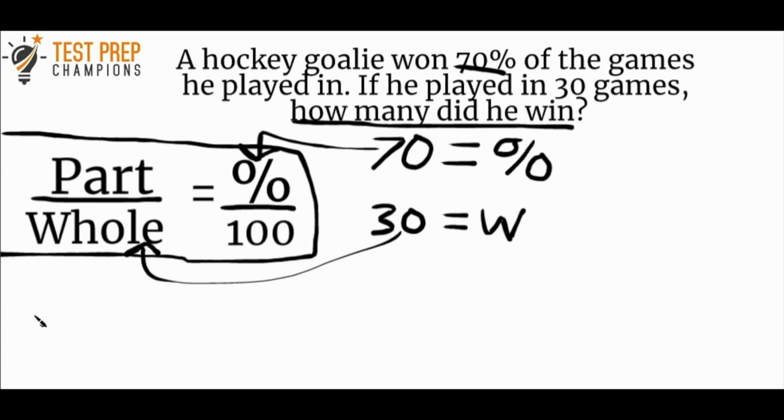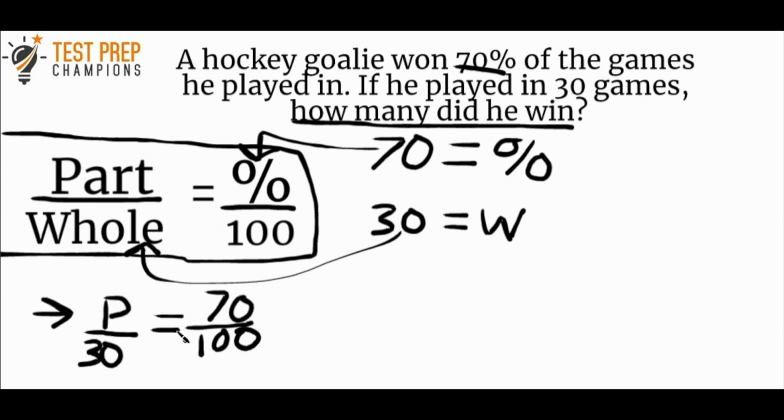So let me rewrite this now. Okay, so I rewrote this so we now have P, which I abbreviated part as P. We have P over 30 equals 70 over 100. So we want to get the P by itself. So what we can do, since it's P divided by 30, we can multiply by 30 here. And whatever you do to one side, you also do to the other side. Okay, so 30 divided by 30 gives us 1. 1 times P is just P. Now on the other side, we've got 70 times 30 divided by 100.